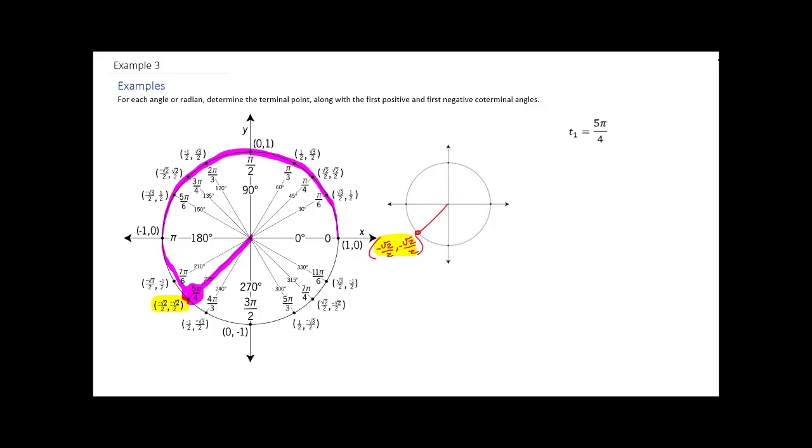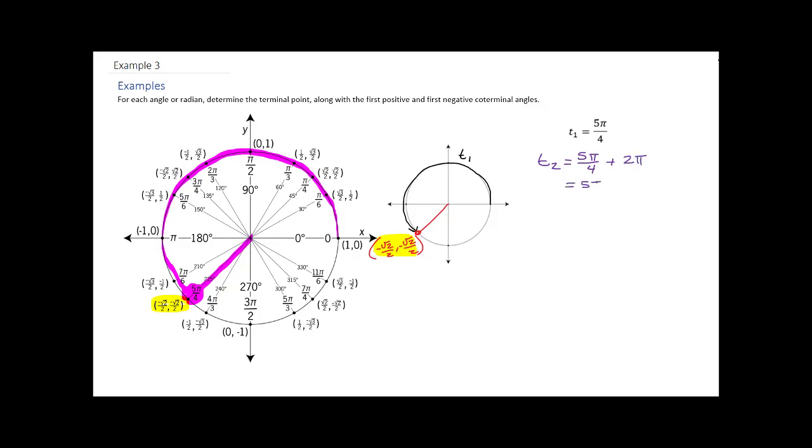Now remember, when we're doing this, this is really measuring around the outside. How far did we travel? So there's T1, that's how far we traveled. Now, how are we going to find the next positive one, the first coterminal angle? So what are we going to do? We're going to take that T1, let's call it T2 now, and all we got to do is add a full circle to it. Well, what's a full circle in radians? Instead of 360, it's just 2 pi. So let's just add that.